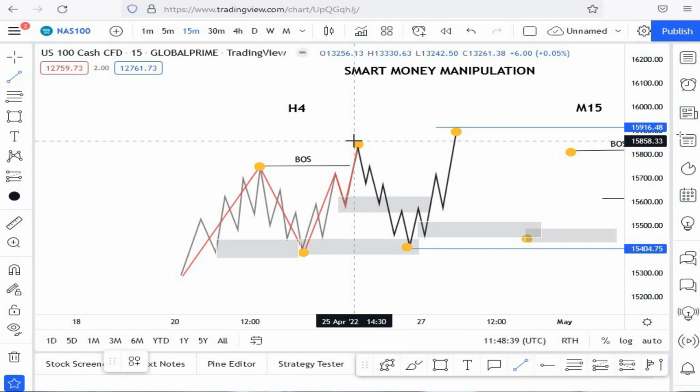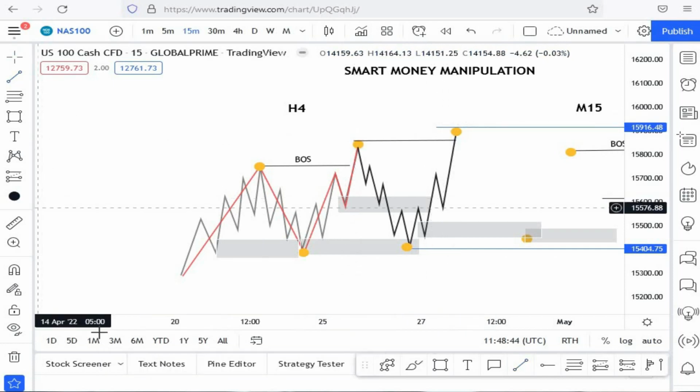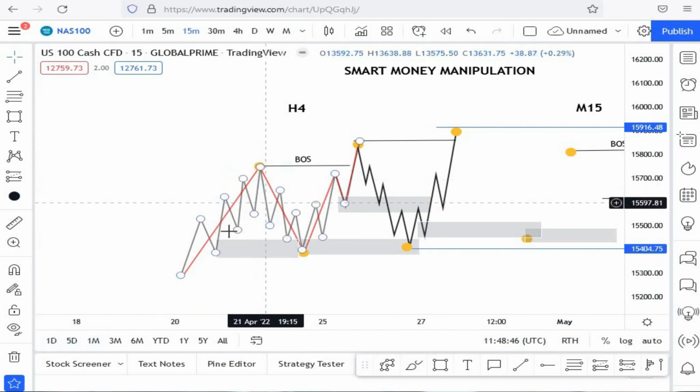So we're gonna show you some of the examples which we have been observing of these types of moves.